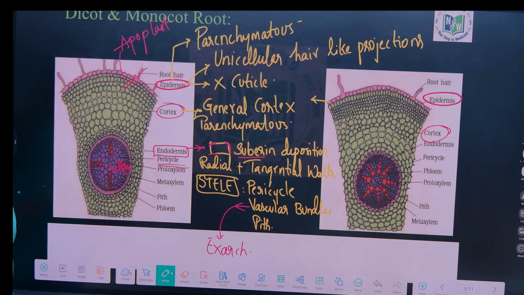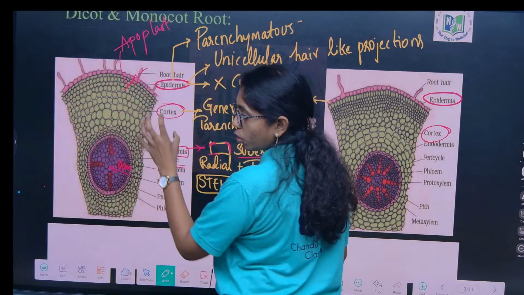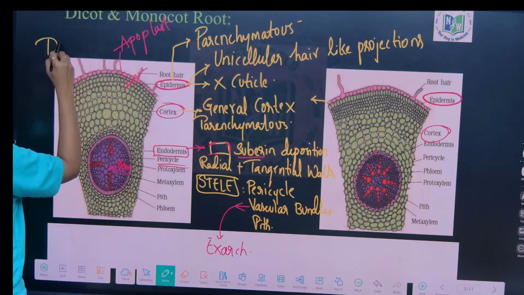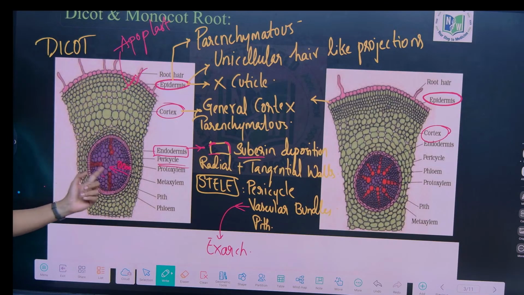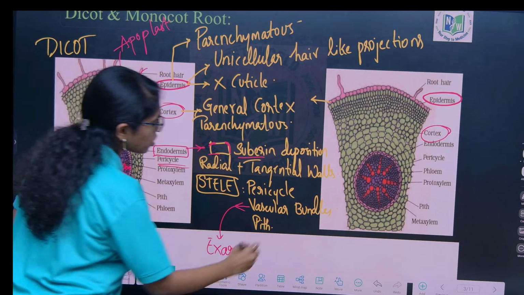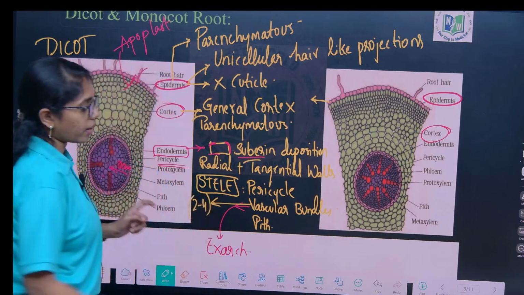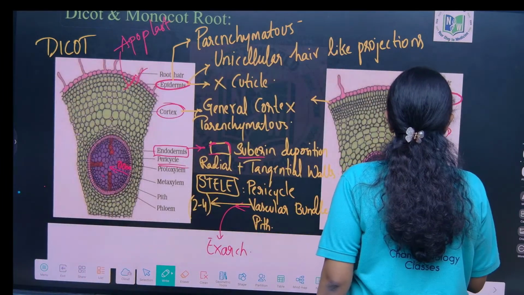And here there is one difference, ma. One difference between dicot and monocot. Here in dicot root, you can see diarch to tetrarch vascular bundles, means 2 to 4 vascular bundles will be there. Vascular bundles here it is 2 to 4, diarch to tetrarch. Whereas in monocots, vascular bundles are polyarch.